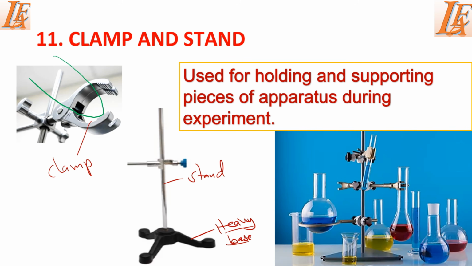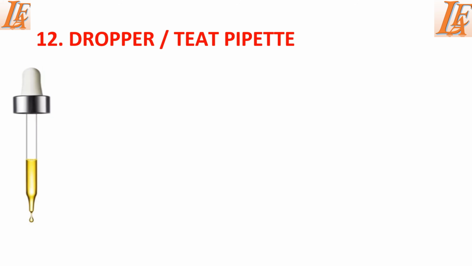This apparatus can be, like in this case you see on the screen, test tubes and boiling tubes. We can have flasks, and even burettes and many other apparatus which need to be supported.